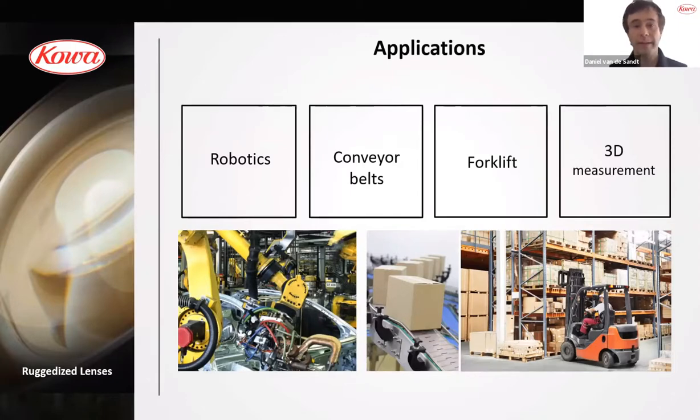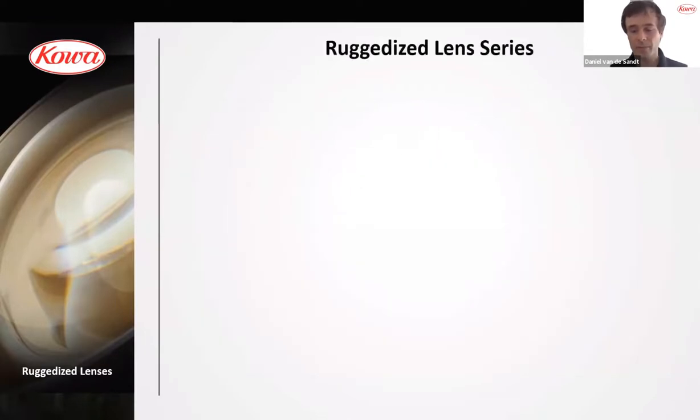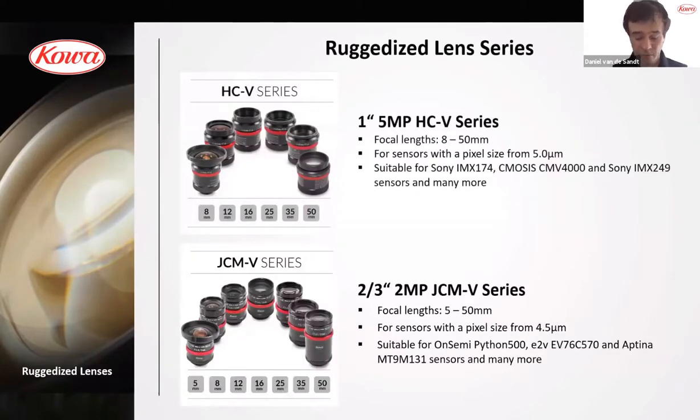Now I will move into the next aspect of mechanical construction, which is size. Oh, sorry, I forgot one thing. I want to mention also these standard lenses for the ruggedized construction we just explained. We have two standard lens series, which is a 1 inch 5 megapixel lens series and a 2/3 inch 2 megapixel lens series, both with a very wide range of focal lengths. And with these, you can cover quite a lot of applications. So you have this ruggedized anti-shock and vibration option for many of the sensors mentioned here.